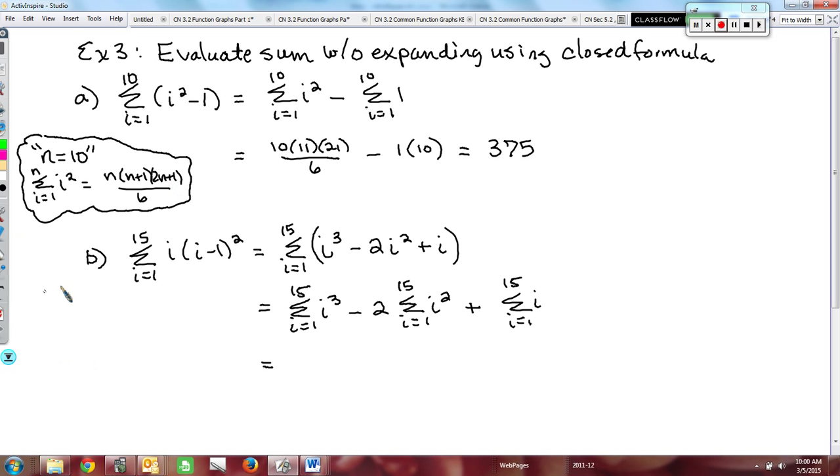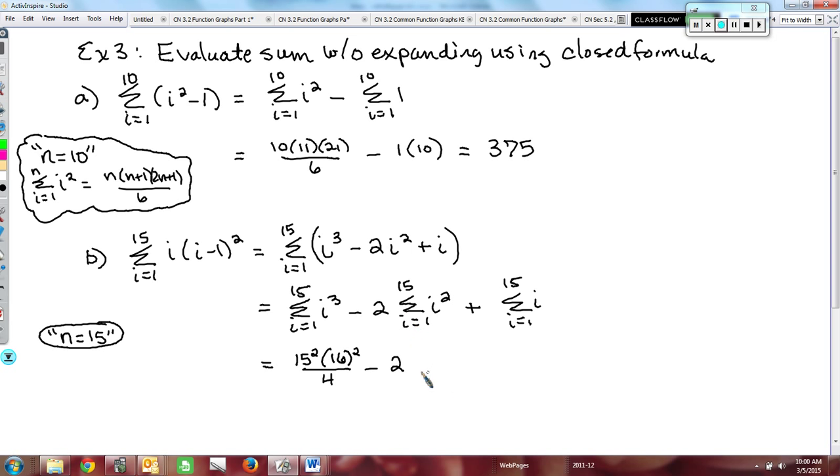Now I'm not going to write all the formulas down, but I will remind myself that n in this problem is 15. And so when I go to use my formula, I look at my formula for the sum of i cubed, and the sum of i cubed is going to be n squared times (n plus 1) squared all over 4, minus the constant 2.